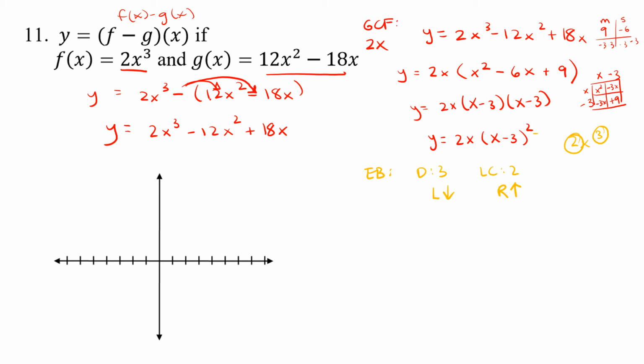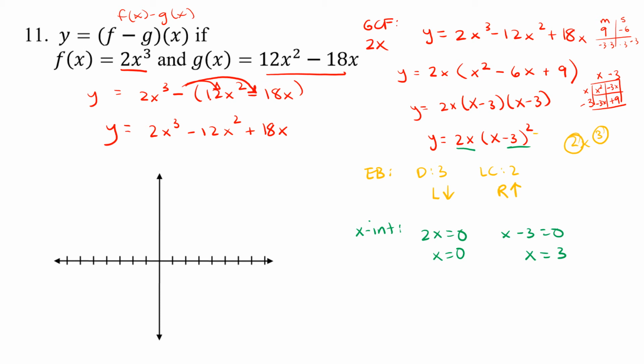Okay. Now we move on to our x-intercepts. Again, for our x-intercepts, we set each factor equal to 0. There's two factors here. We got 2x equals 0. We have x minus 3 equals 0. 2x equals 0, that's going to tell us that x is equal to 0. x minus 3 is an x-intercept at +3.